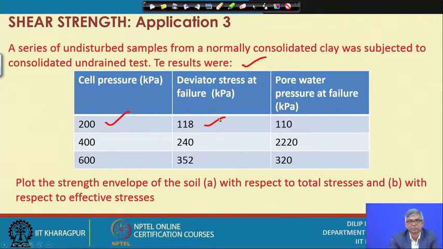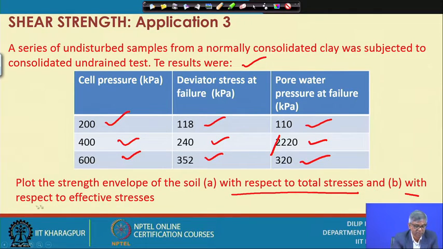So, this is the additional information given. A cell pressure of 200 is applied, and the deviator stress at failure was 118 kPa, and the pore water pressure at failure was 110. Then for 400, the deviator stress is 240 and the pore pressure is 220. Then for 600, the deviator stress at failure is 352 and the pore pressure is 320, this is u. Plot the strength envelope of the soil with respect to total stress and with respect to effective stress.